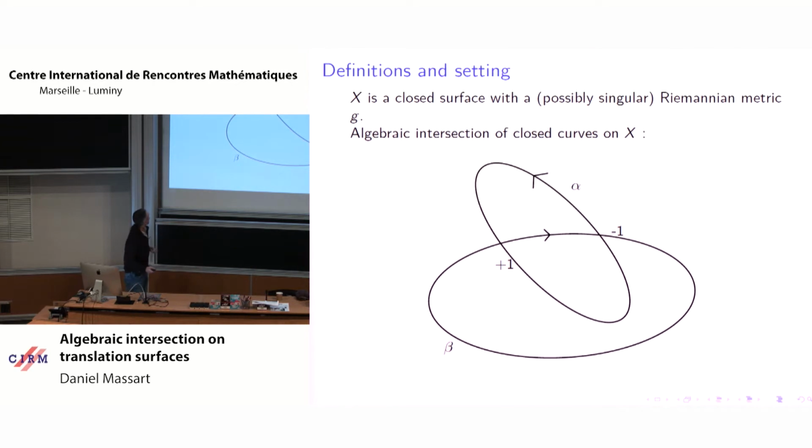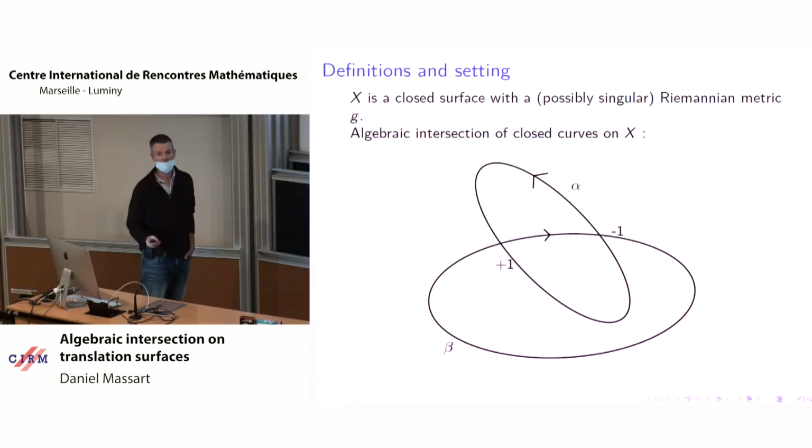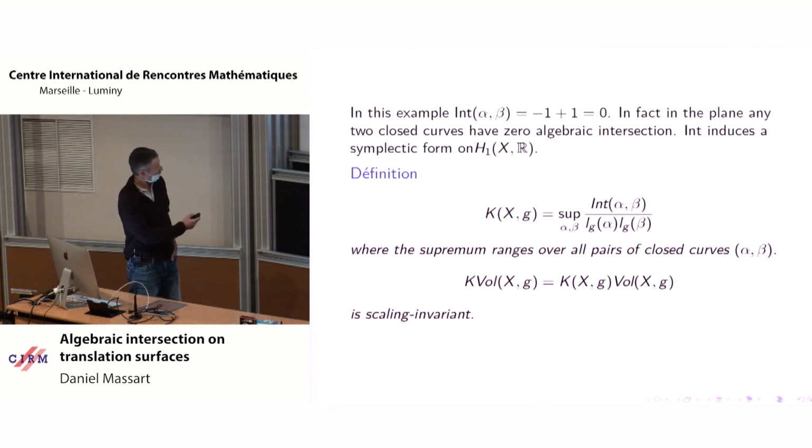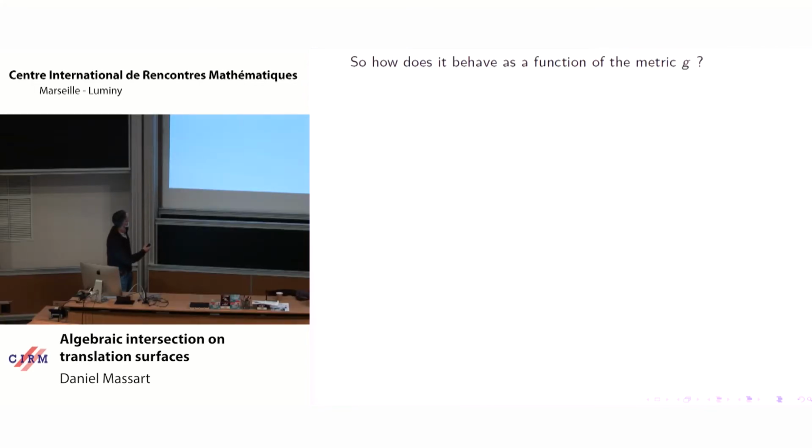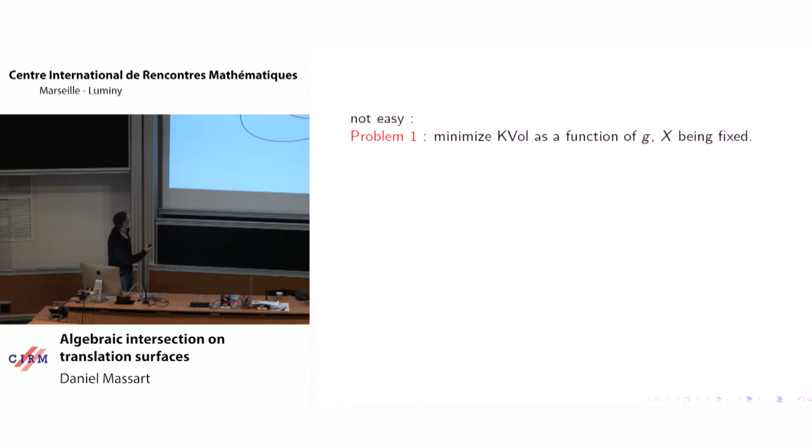So I start with the following problem. I have a closed orientable surface, closed meaning compact without boundary. On such a surface, I have a notion of algebraic intersection.